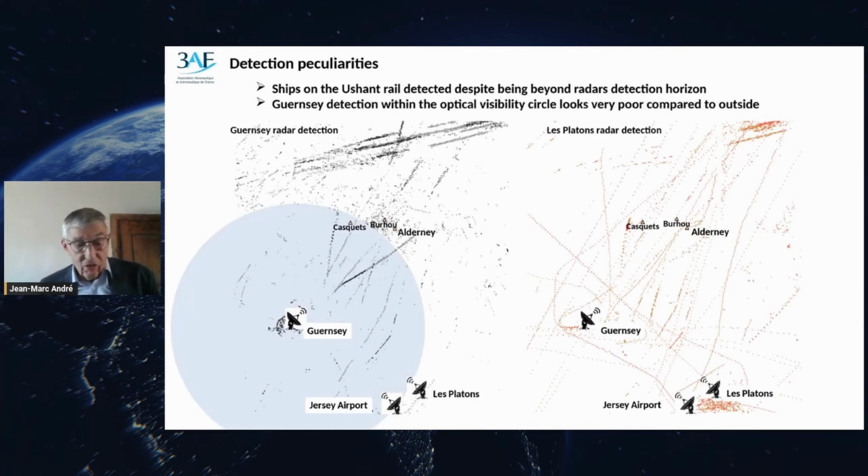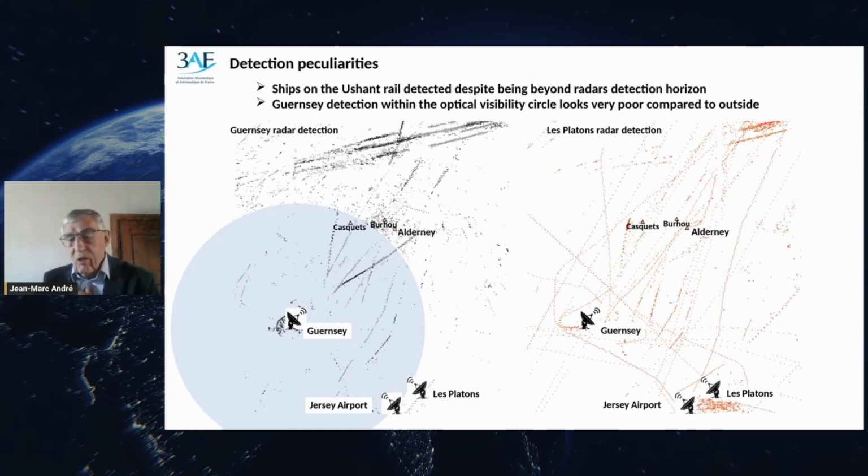The trails we see on the north of the area are the trails of boats which are sailing northeast on the ocean trail. It should be noted that these boats are far from both radars, about 70 kilometers from Guernsey and 80 kilometers from Les Platons. These boats are detected, despite being beyond the detection horizon of both radars. Guernsey detection horizon is 44, 45 kilometers, and Les Platons 50 kilometers.